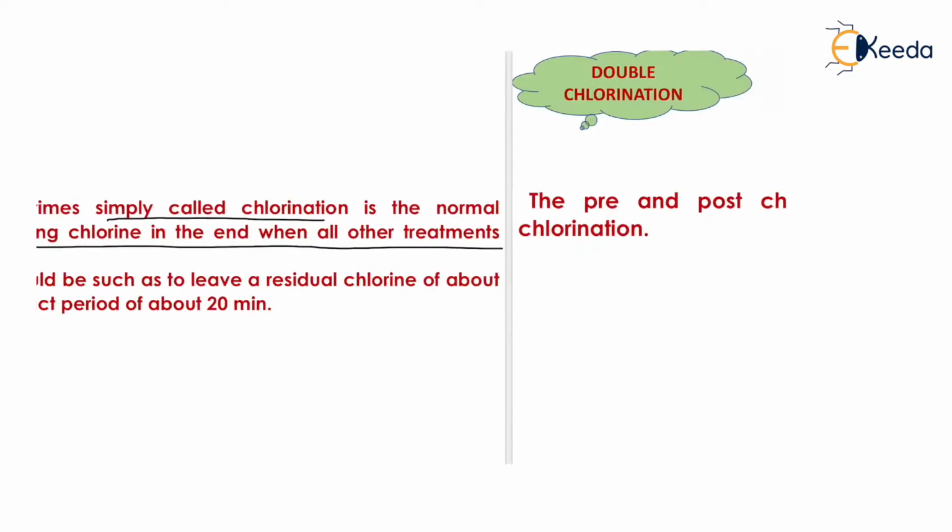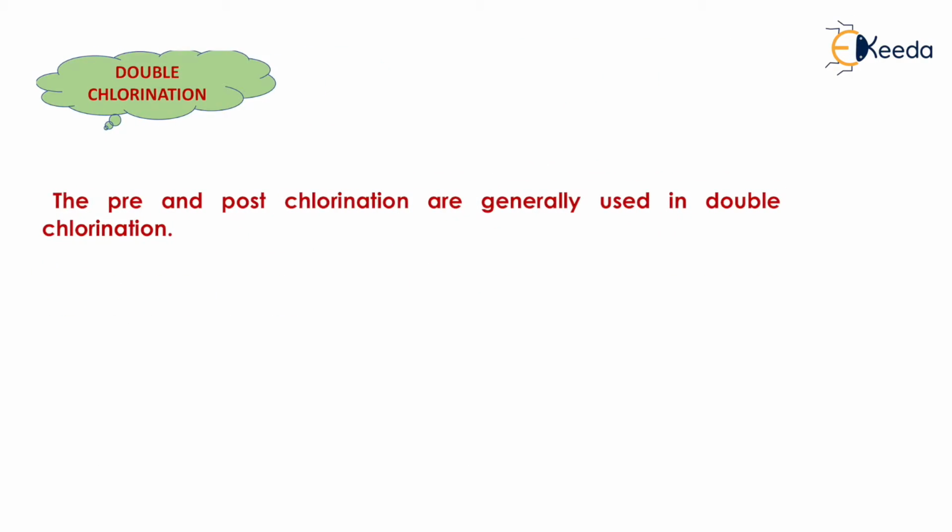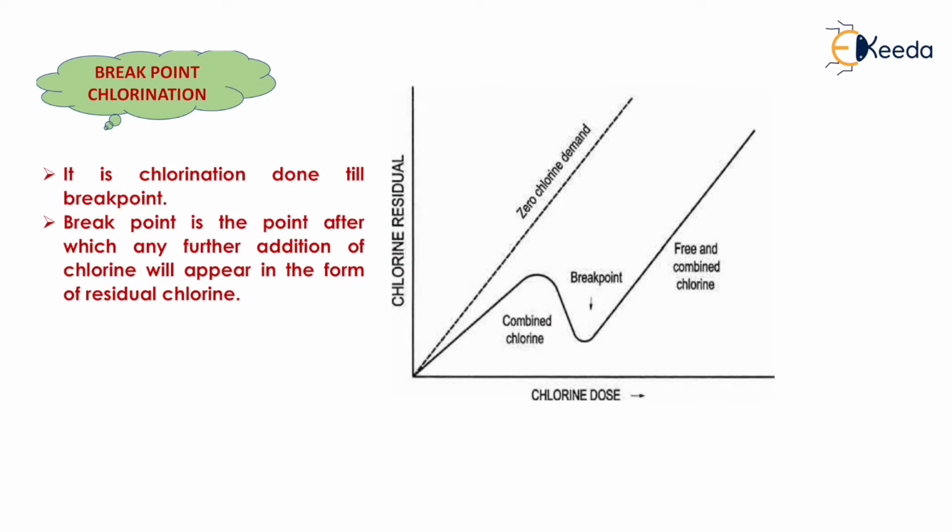Clear? Now the next will be the double chlorination. When the pre and post chlorination is done simultaneously in a water, then that type of chlorination is known as double chlorination. Clear? Now the next one is the breakpoint chlorination. What is breakpoint chlorination? It is chlorination done till breakpoint, and breakpoint is the point after which any further addition of chlorine will appear in the form of residual chlorine.